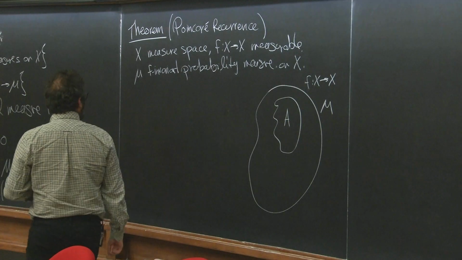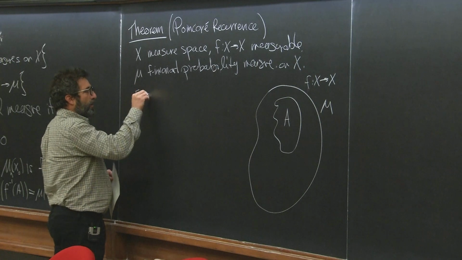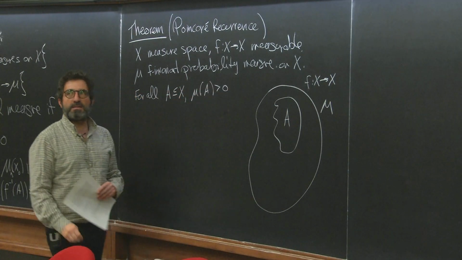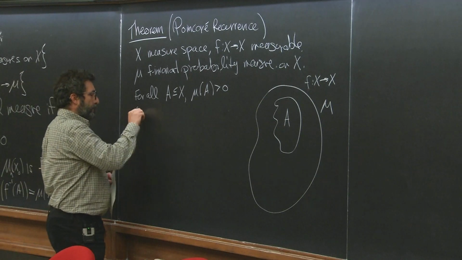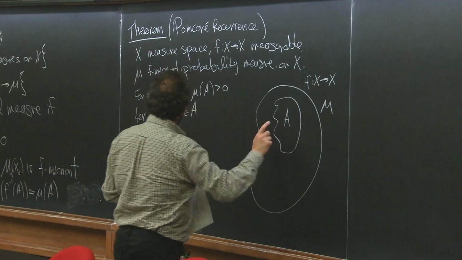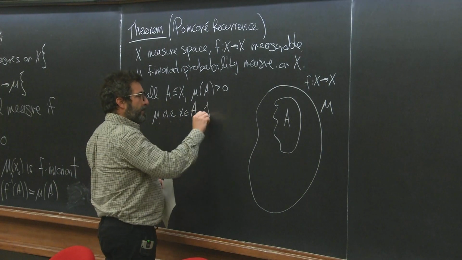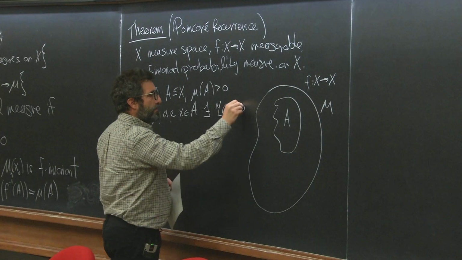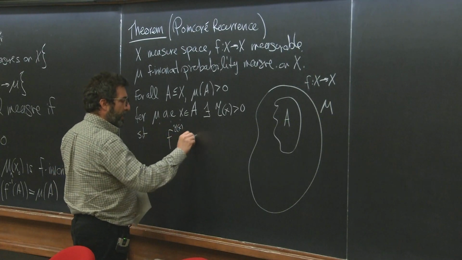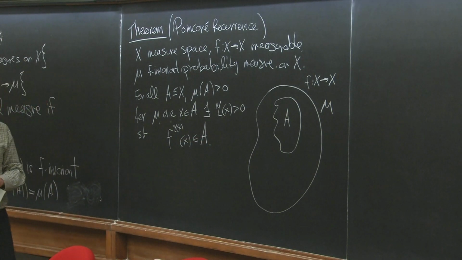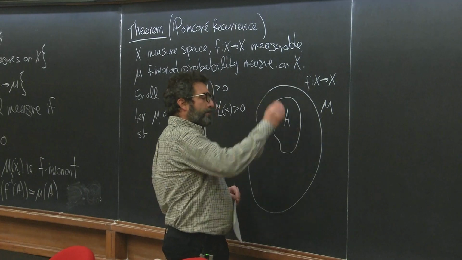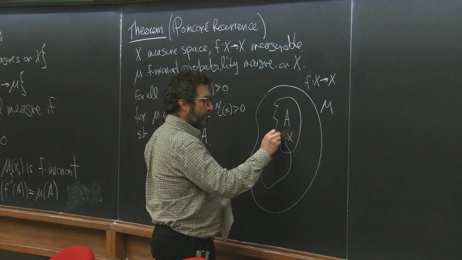It says that for all measurable sets A in X with mu of A positive, if you take a set of positive measure, then for mu almost every x in A, so there exists a subset of A of full measure inside A, there exists some tau that depends on x, positive, such that f^tau(x) belongs to A. Another way to say that is that almost every point of A comes back to A at some time.